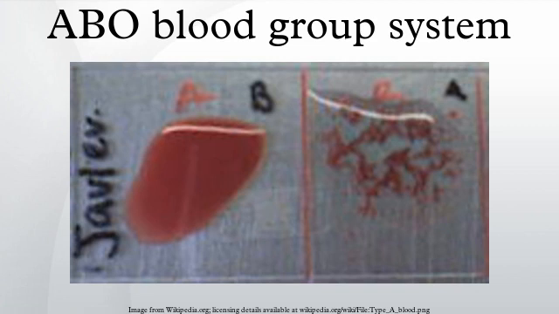Alfred von Decastello and Adriano Sturli discovered the fourth type, AB, in 1902. Due to inadequate communication at the time, it was subsequently found that the Czech serologist Jan Janský had independently pioneered the classification of human blood into 4 groups, but Landsteiner's independent discovery had been accepted by the scientific world while Janský remained in relative obscurity.